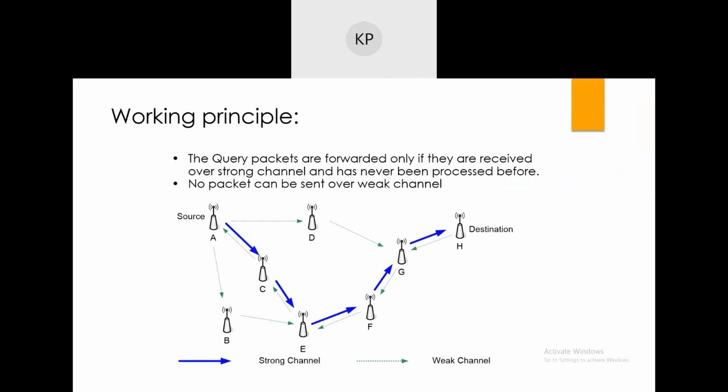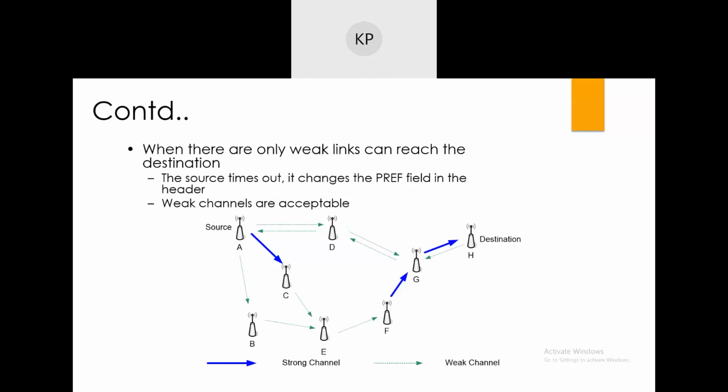The working principle. Here, the queries are forwarded if they are received over a strong channel and have never been processed before. So in the picture we can see from the source the strong channels which are going to the destination, and the other there are some weak channels. They can't be sent to the destination because they are very weak, and in our SSA we follow the rule where the channels are very strong, and if there is preferred field on the head.